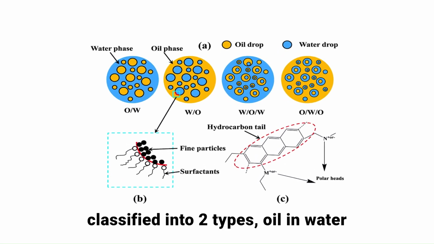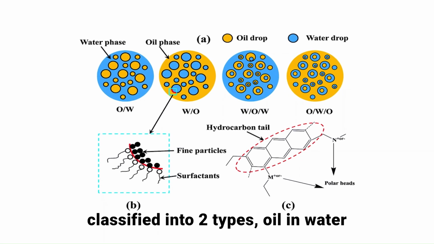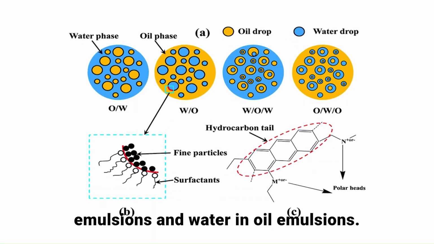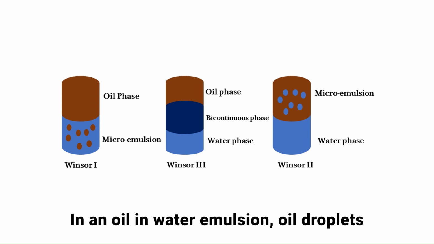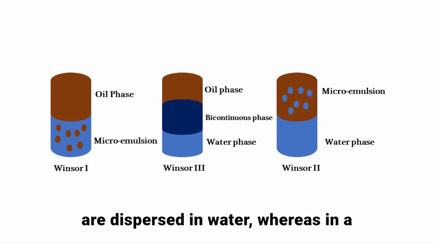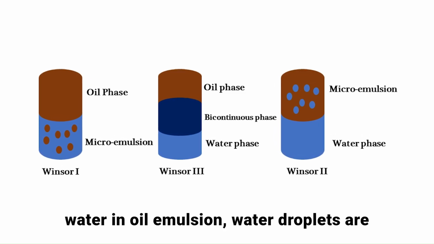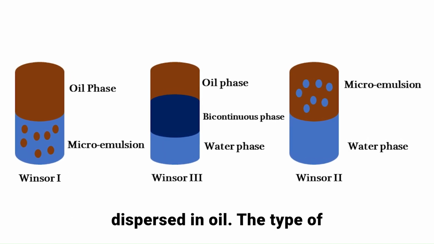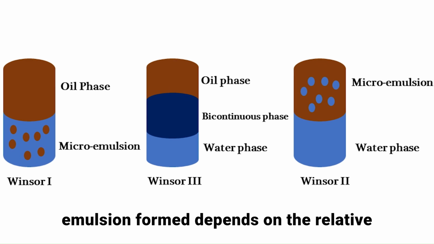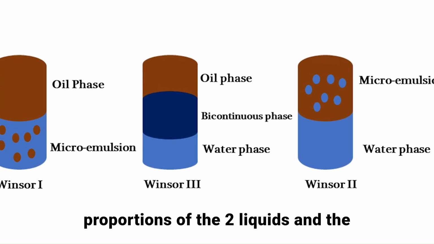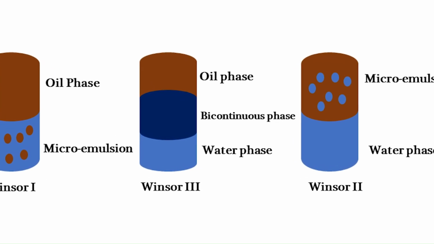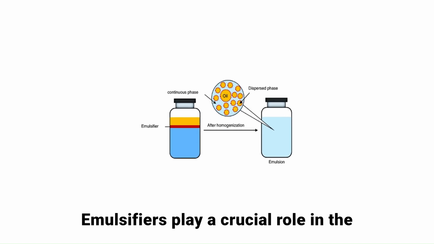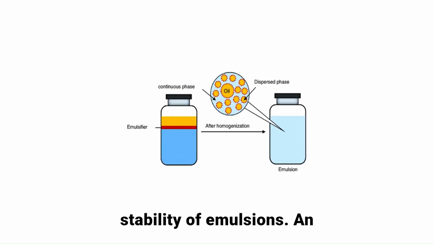Emulsions can be broadly classified into two types: oil-in-water emulsions and water-in-oil emulsions. In an oil-in-water emulsion, oil droplets are dispersed in water, whereas in a water-in-oil emulsion, water droplets are dispersed in oil. The type of emulsion formed depends on the relative proportions of the two liquids and the nature of the emulsifier used. Emulsifiers play a crucial role in the stability of emulsions.